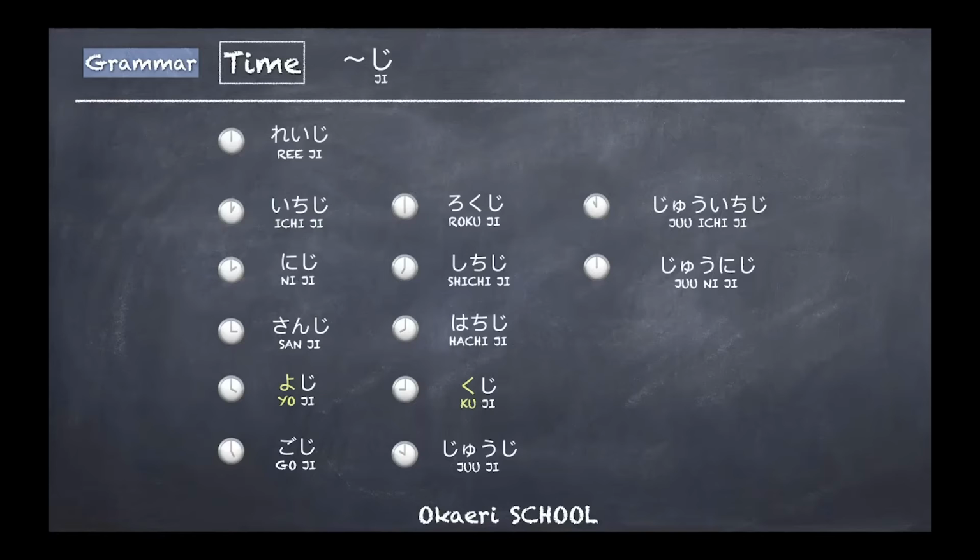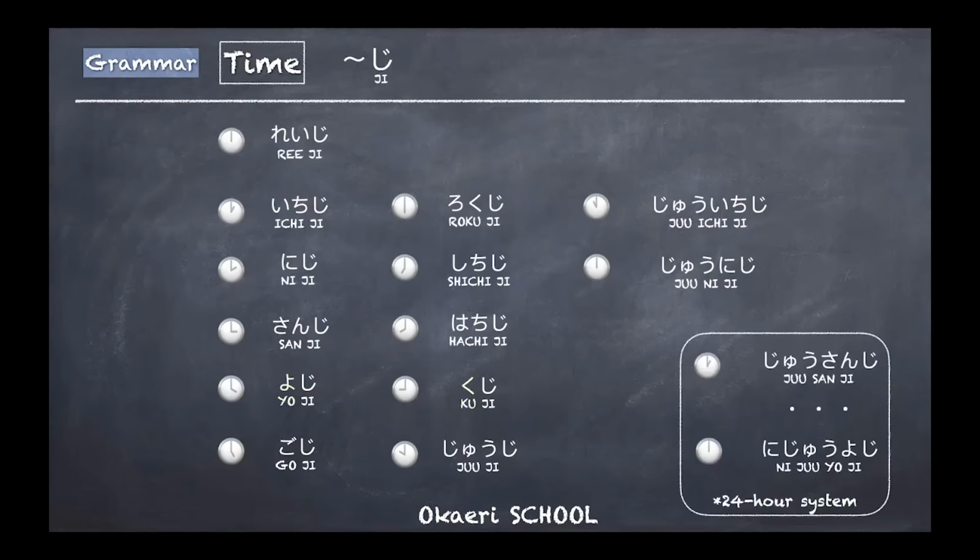We don't say yon-ji or other variants for 4 o'clock. It's just one way, yo-ji. For 9 o'clock, we don't say kyuu-ji. We have two options, but we only take ku-ji for 9 o'clock. And just in case, I put 0時 as well. 0 o'clock, 12 o'clock, that's the same.